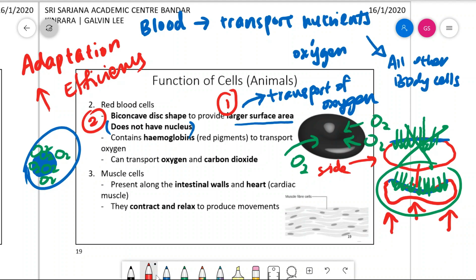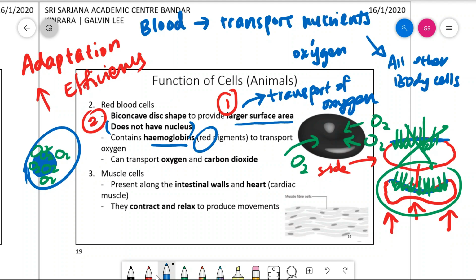Now, how about the red color of this red blood cell? The name is red blood cell, it must be red color, it can't be green color, right? But what gives this red blood cell the red color? It is what we call hemoglobin. This hemoglobin will be inside the red blood cell. That means it's a small pigment inside the red blood cell. It will give the red blood cell the red color, plus this hemoglobin is to transport the oxygen.